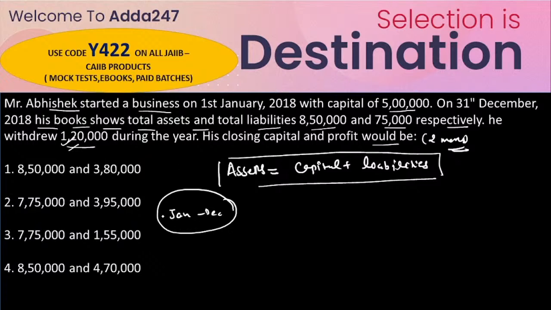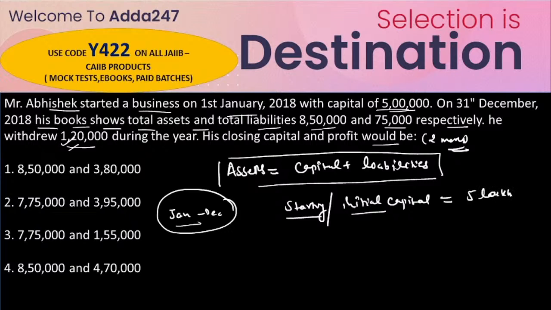So on the 1st January, Mr. Abhishek started a business with a capital of 5 lakhs. That would be the starting capital, or you can also say the initial capital, and that is of 5 lakh rupees. Fine. After that, on the 31st December, his books show total assets and total liabilities.